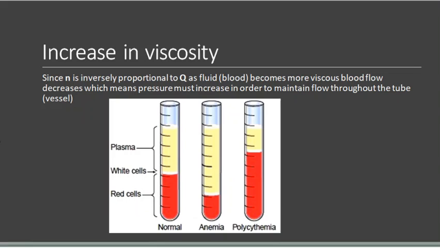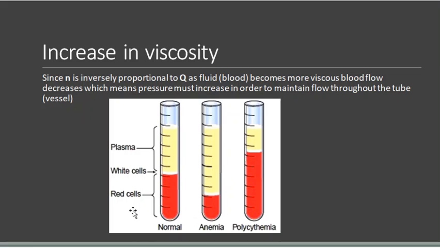Next, an increase in viscosity. Since N is inversely proportional to Q, as fluid becomes more viscous, blood flow decreases, which means pressure must increase in order to maintain flow throughout the tube. Here I have a picture of what our normal blood looks like. If we separate all the fluids in our blood, you'd see we have red blood cells, white cells, and then plasma. And you can see that the proportion of red blood cells to plasma looks pretty even.